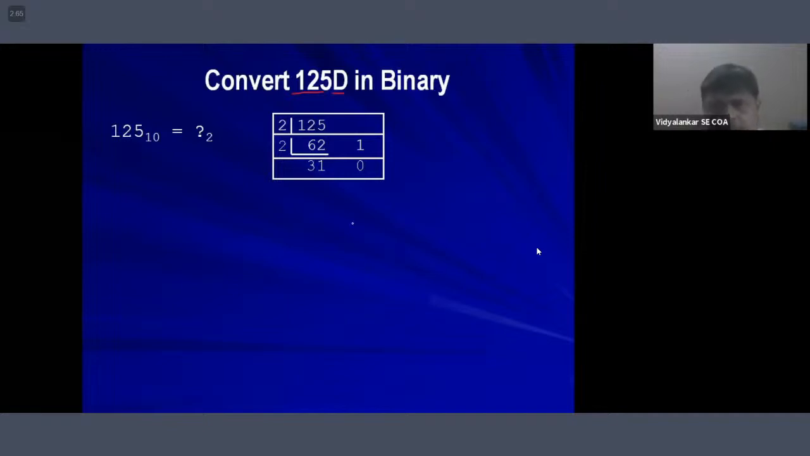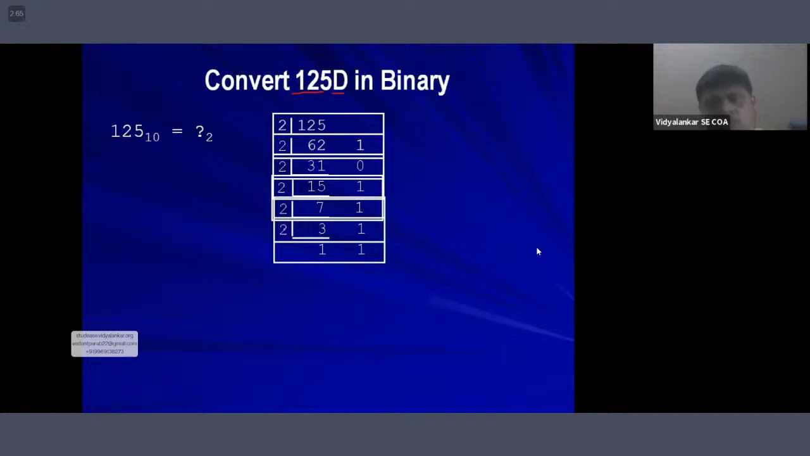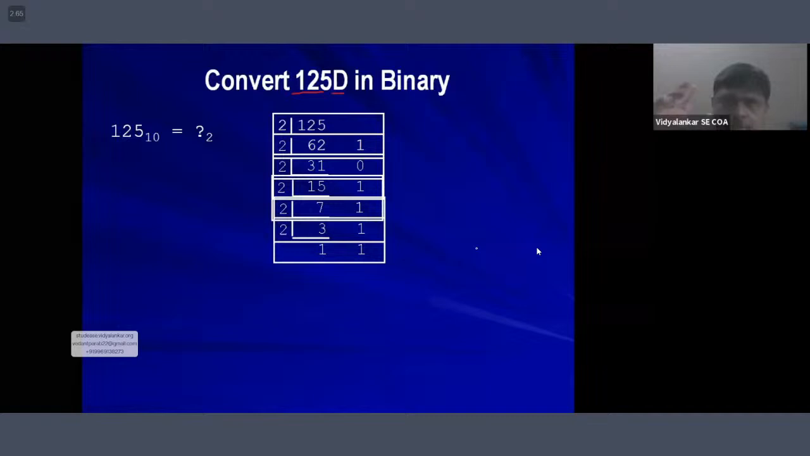Okay, let's continue. Divide 31 by 2, my quotient is 15 and my remainder is 1. Continue. Divide 15 by 2, my quotient is 7, my remainder is 1. Continue. Divide 7 by 2, my quotient is 3, my remainder is 1. Continue. Divide 3 by 2, my quotient is 1, my remainder is 1. Okay, now be very alert because this particular method you will be able to do just by solving a single problem.